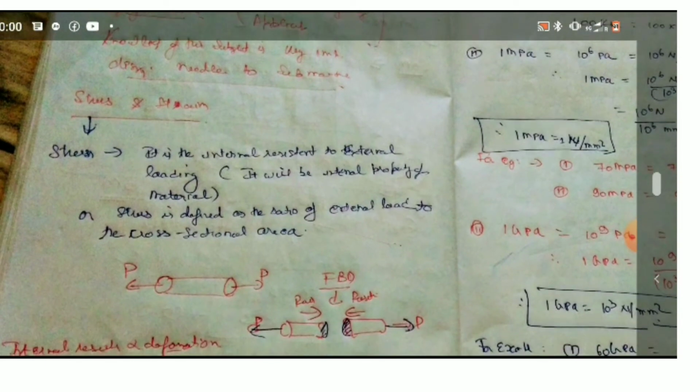Here it is written that stress is the internal resistance to the external loading. It is the internal property of the material, or stress is defined as the ratio of external load to the cross-sectional area. So what do you mean by stress?